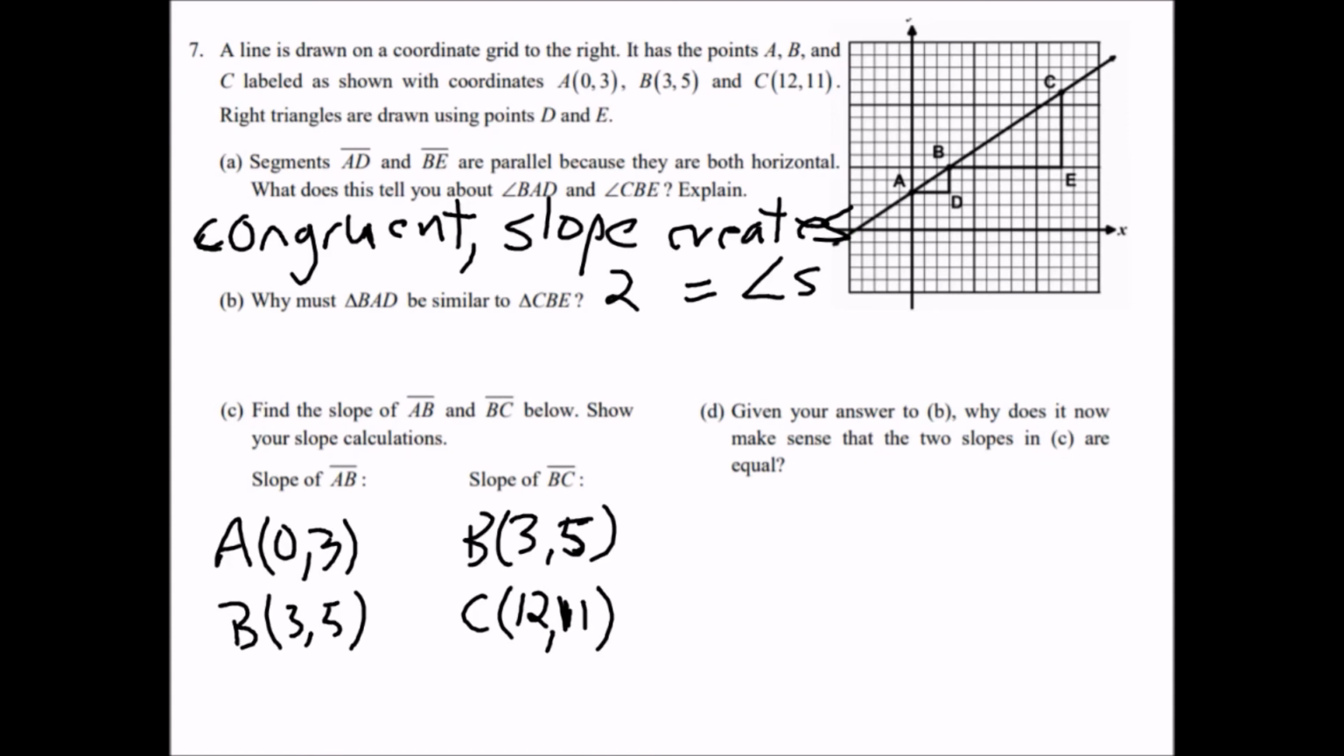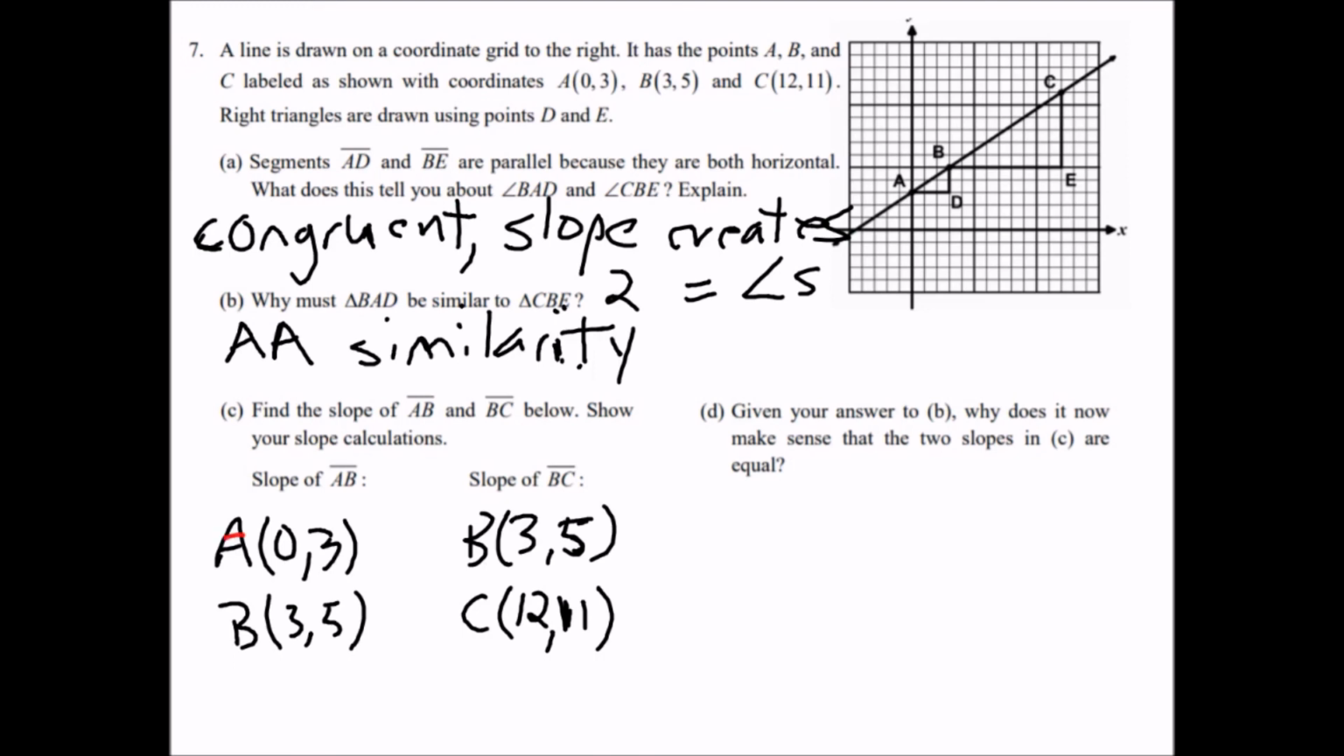Why must triangle BAD be similar to triangle CBE? Well, if we just said that one angle is the same and then they both have a 90-degree angle, if you have triangles that have two angles that are the same, then you have similar triangles. So this is what we'd call angle-angle similarity. And if you think about it, triangles can have all the same angles, but have different side lengths. That's because the angles in a triangle have to add up to 180 degrees. So they can be the same angles, but have different sizes.